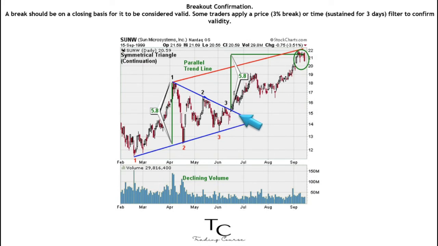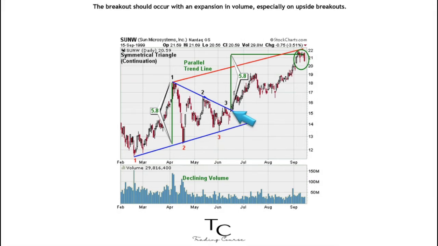Breakout confirmation. A break should be on a closing basis for it to be considered valid. Some traders apply a price, 3% break, or time, sustained for 3 days, filter to confirm validity. The breakout should occur with an expansion in volume, especially on upside breakouts.